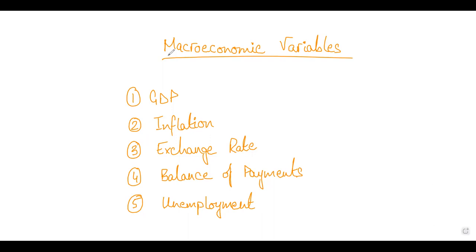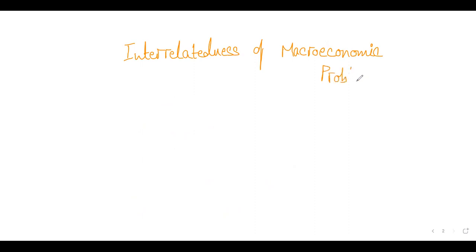Now, talking about interconnectedness of macroeconomic problems. Before we even jump to this, let's talk about interrelatedness of macroeconomic problems. What does it even mean for macroeconomic problems to be interrelated? Now, the idea is fairly simple, and that is that if one of these variables is changing, how is that going to affect the value or the outcome for the other variable?